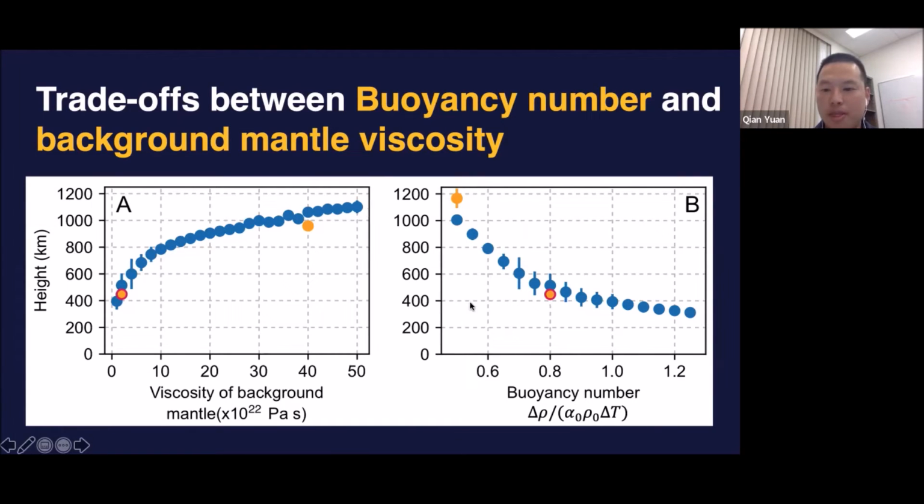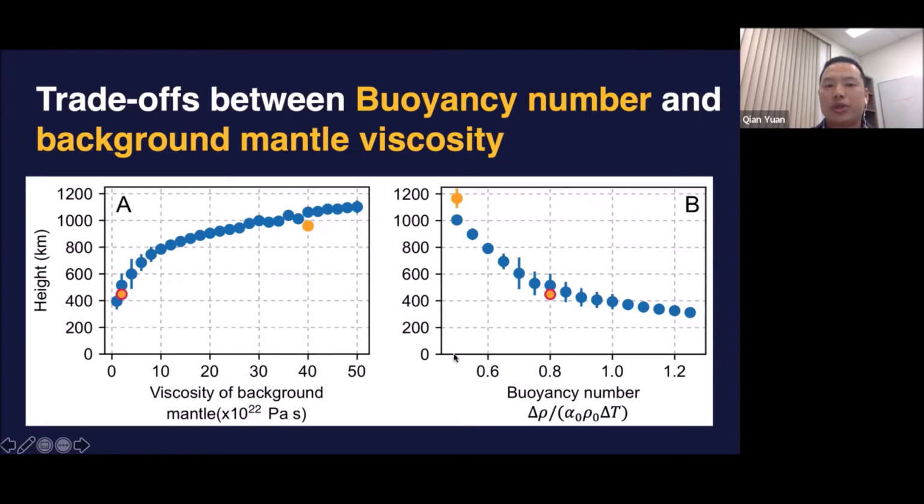But for the density, which is the buoyancy number, if the pile is very dense, it's very hard to form a very high pile. But if you decrease the density of the pile, you can see it grows exponentially. It's very easy to understand: if the pile material's density becomes smaller, it will be more similar to the background mantle, then it will be more unstable, and the pile can be very, very high. Again, the yellow circles show the results for 3D, which are also consistent with the blue circles.